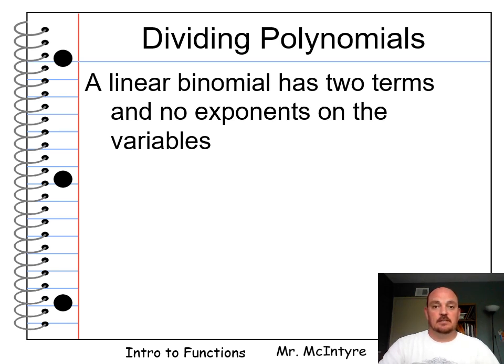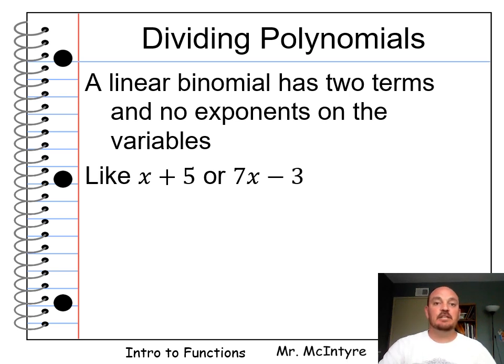Now, what that means, binomial means two terms, so the second one can only have two parts to it. And linear means x to the first power. It means no exponents. You can't have an x squared, an x cubed, anything like that. So in order to do synthetic division, you have to be dividing by something like x plus 5 or 7x minus 3. Those are examples of linear binomials.